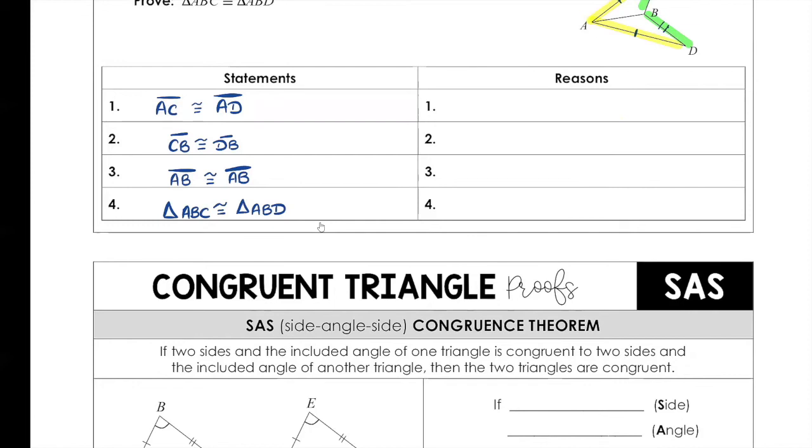All right. How do we know AC is congruent to AD? They told us. How do we know CB is congruent to DB? Given.